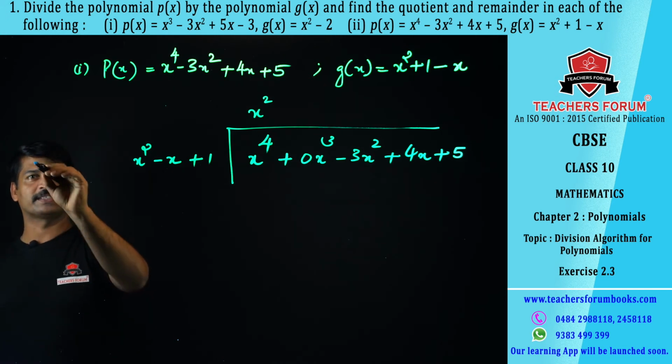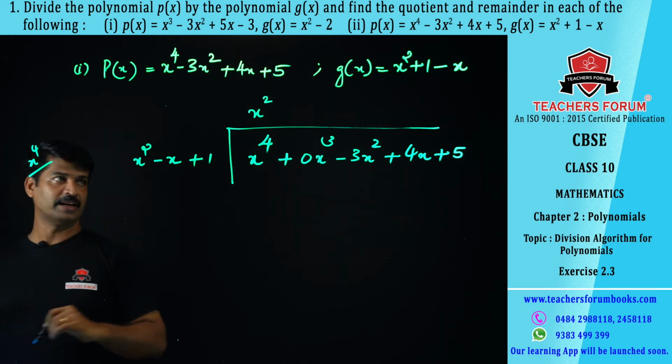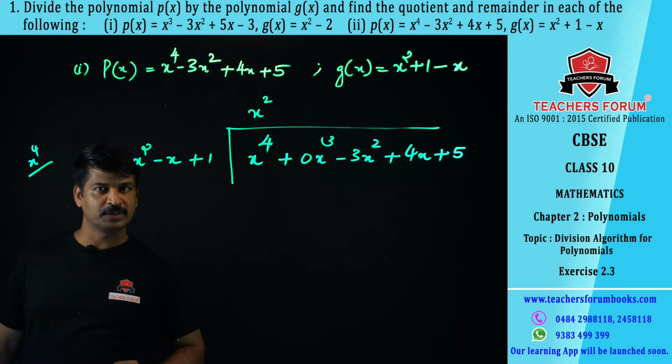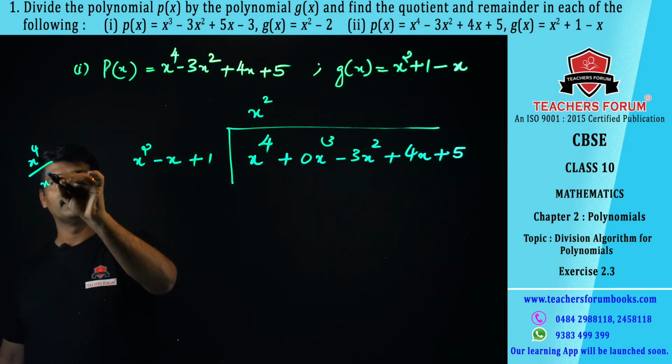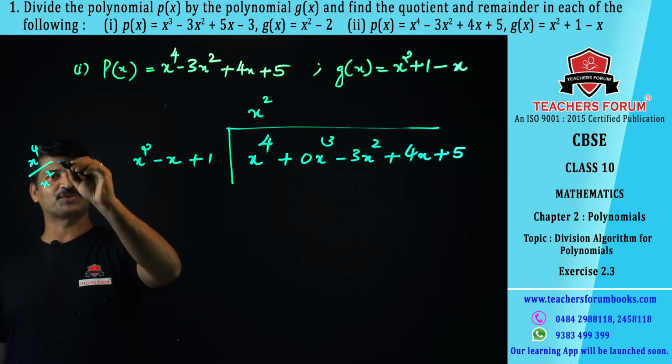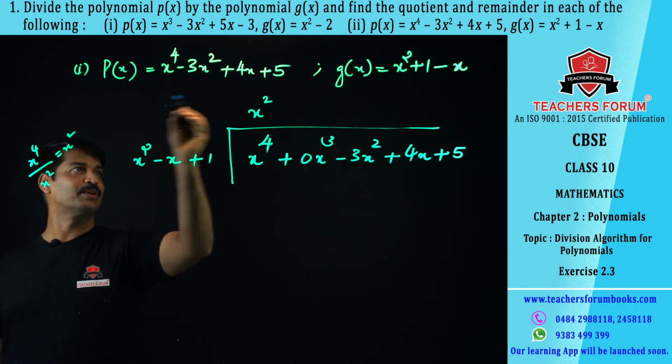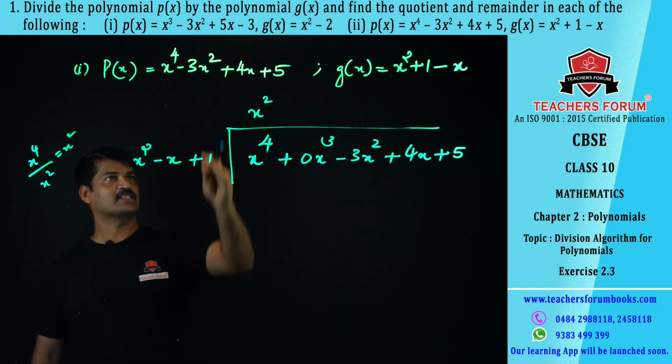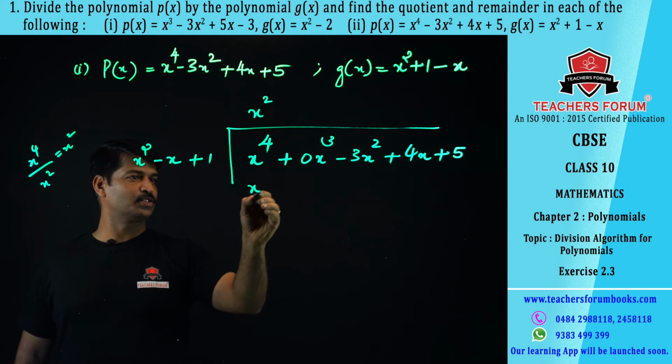What is the first term of P of x? x raised to 4. You can divide this term by the first term of G of x. What is G of x here? First term, x square. What is x raised to 4 by x square? x square. That is how you get x square there. Okay. So x square into x square, x raised to 4.